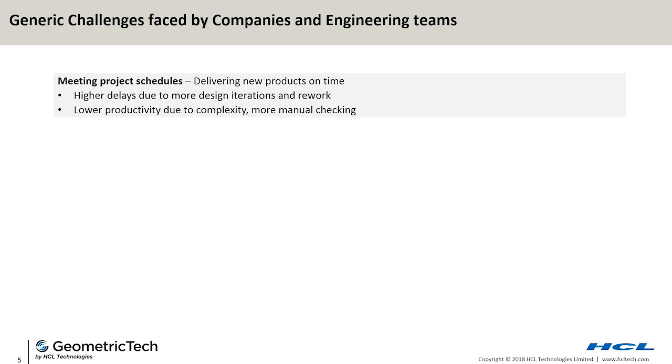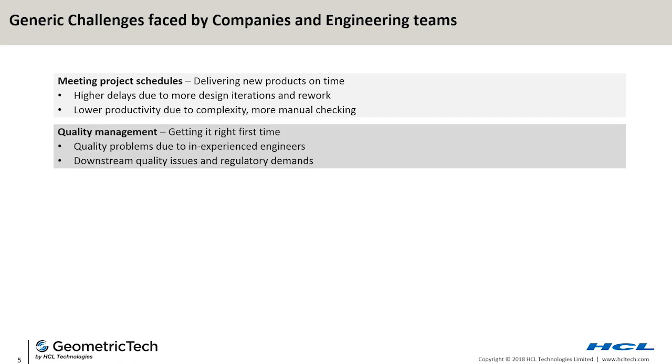First challenge is meeting project schedules. What we have learned while working with these customers is that delivering products on time is becoming a challenge because of the requirement from consumers of having new products released or with different features released within a year. Especially in the high-tech industry, you get a lot of new releases or versions of products within a particular year. So all these pressures of releasing products on time are getting affected due to design iterations and rework.